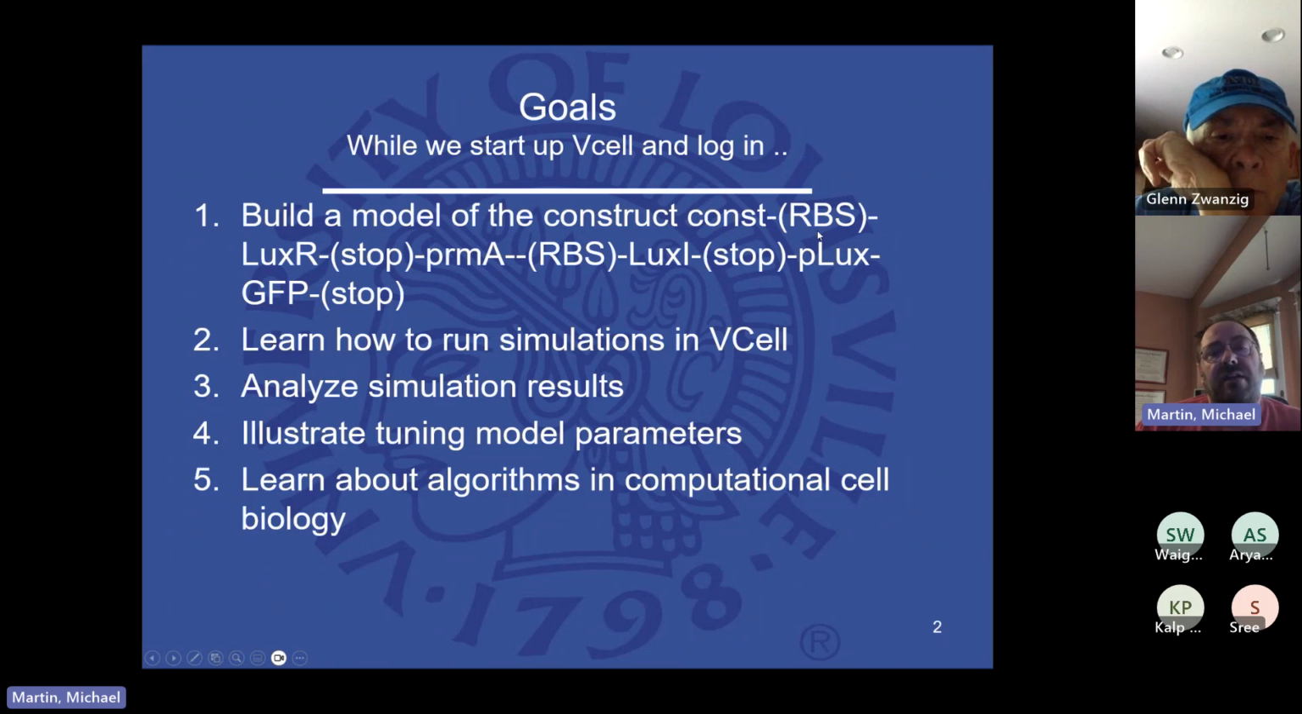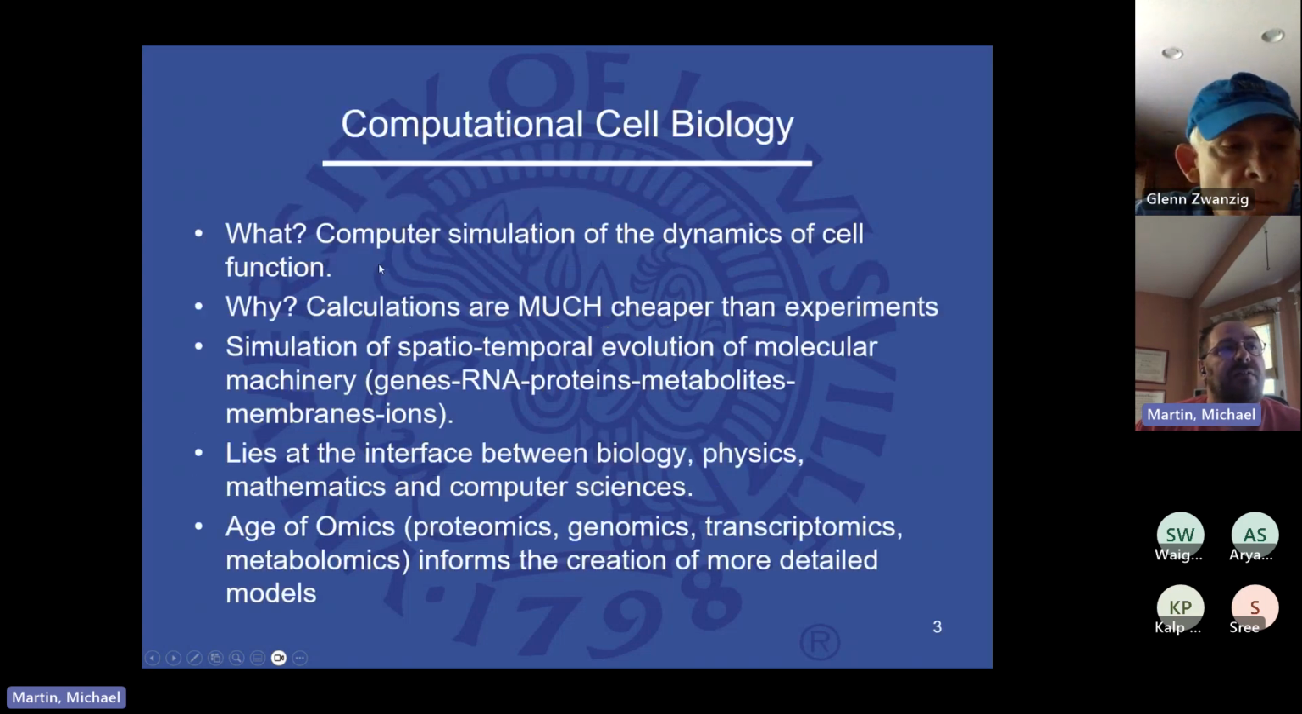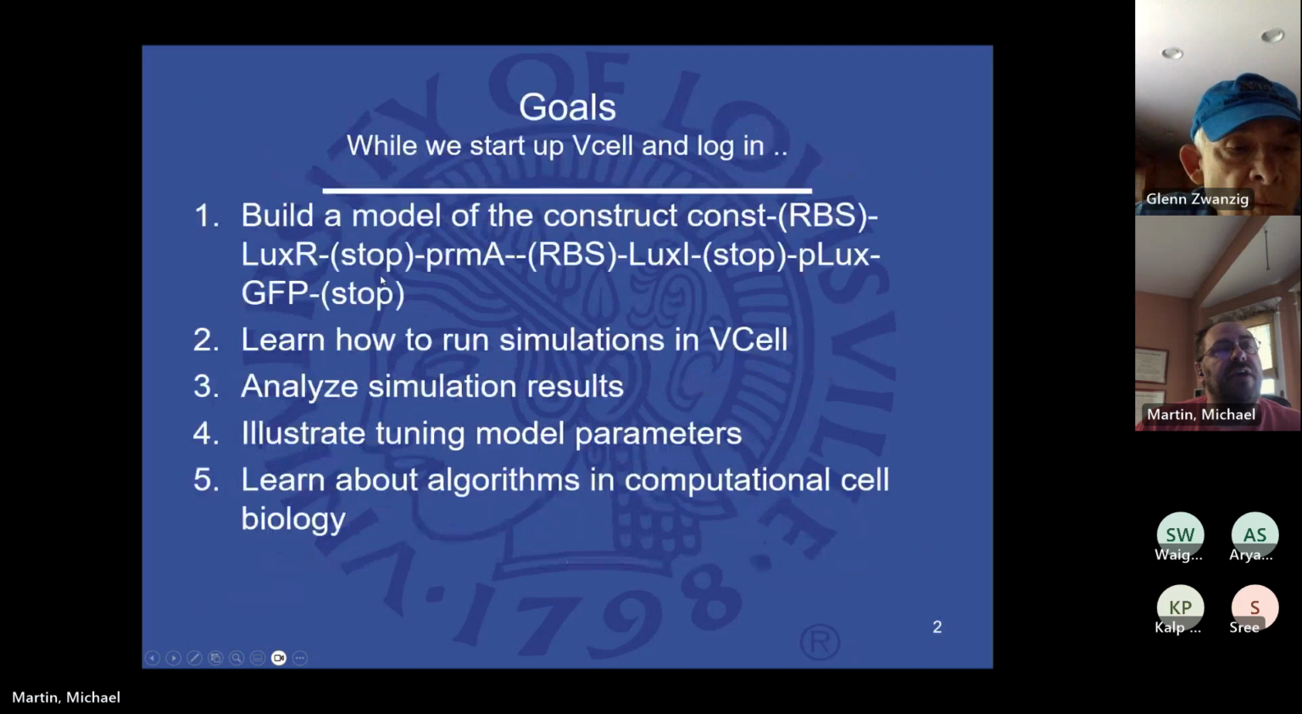And then next to that is a ribosome binding site. That means that the thing after is going to be turned into a protein. That's LuxR. And we'll go into what each of these do. And then we've got a stop codon, which basically stops the RNA polymerase. So then we've got another promoter. This is our infamous prmA.